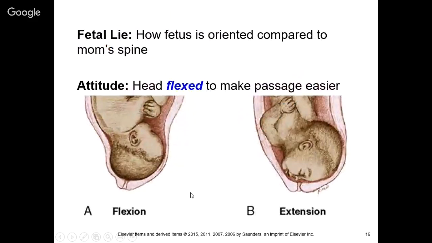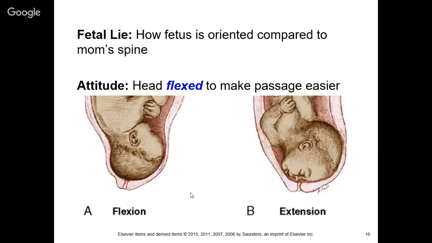So fetal lie is how the fetus is oriented in comparison to the mother's spine. These are really complicated and hard to learn, so I'm not going to test you on these, but just know that fetal lie is one description of how the infant is inside the mother. Attitude is basically how the head is positioned. On the left, the head is flexed. Baby's curled up like a little ball. I call this tuck and roll. They're ready to go. That creates the smallest diameter possible for the infant to fit through the birth canal.